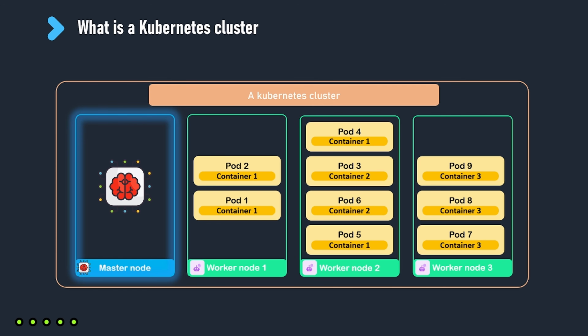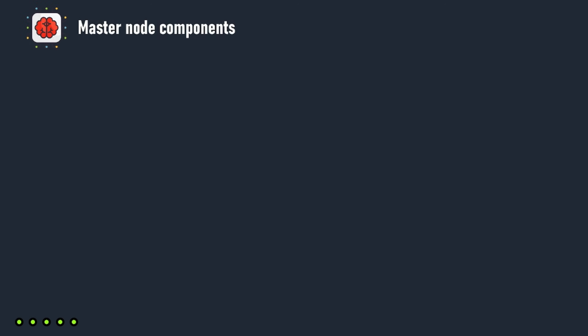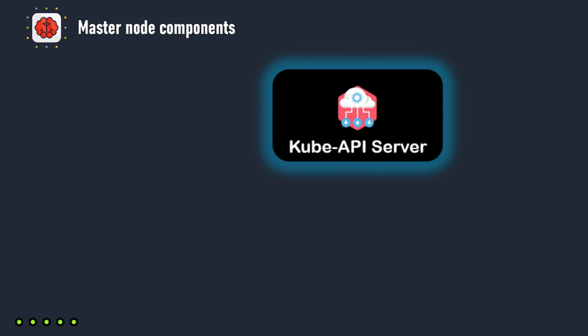Let's go deeper in the architecture of a Kubernetes cluster and see the differences between the architecture of the master node and the architecture of a worker node. The master node has a set of components that enables it to make global decisions about the cluster, as well as detecting and responding to cluster events. First of all, we have the kube API server. The kube API server exposes the Kubernetes API.